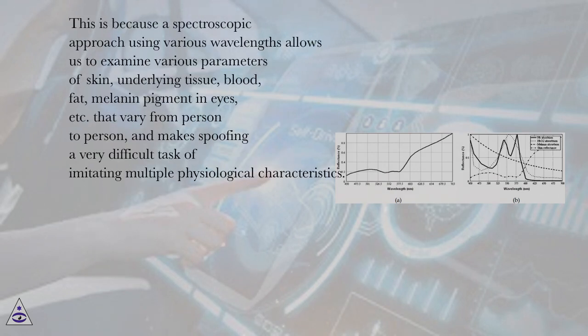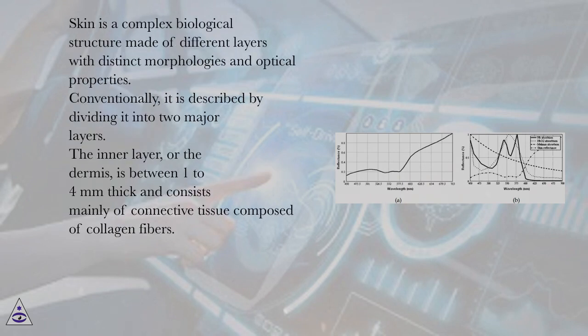This is because a spectroscopic approach using various wavelengths allows us to examine various parameters of skin, underlying tissue, blood, fat, melanin pigment in eyes, etc., that vary from person to person, and makes spoofing a very difficult task of imitating multiple physiological characteristics. Skin is a complex biological structure made of different layers with distinct morphologies and optical properties. Conventionally, it is described by dividing it into two major layers.